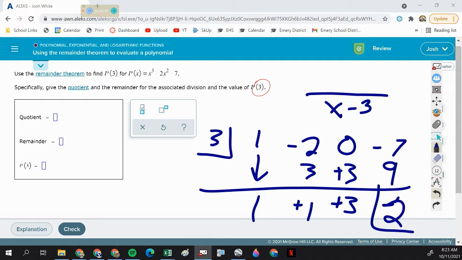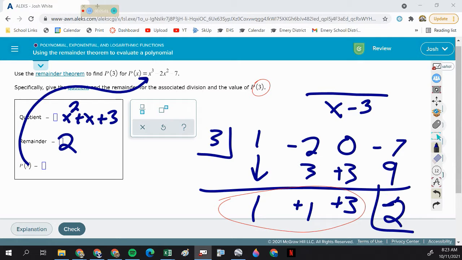So what is the quotient? x squared plus x plus 3. I got that from right there. What is the remainder? 2. And what happens when I plug 3 into that function, I get the number 2. Now, the funny thing about this is, if you wanted to know what happens when you plug 3 in, don't do division. It takes way too much time. Just plug in 3. Right? But if you're already doing the division, then the remainder is also the y value of the function at 3.